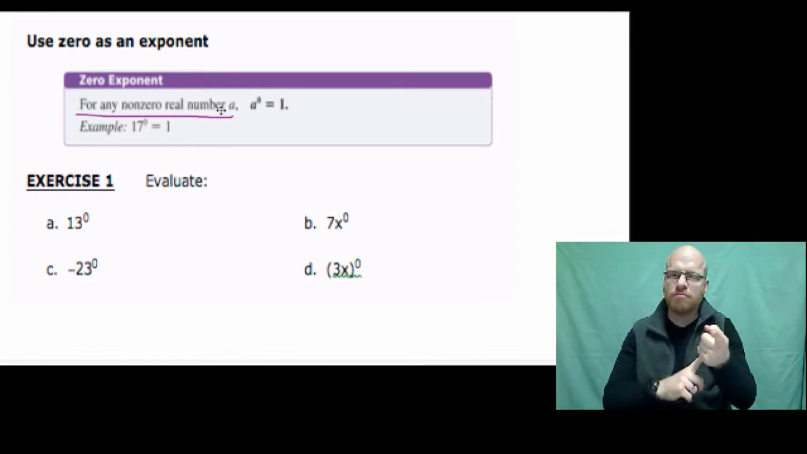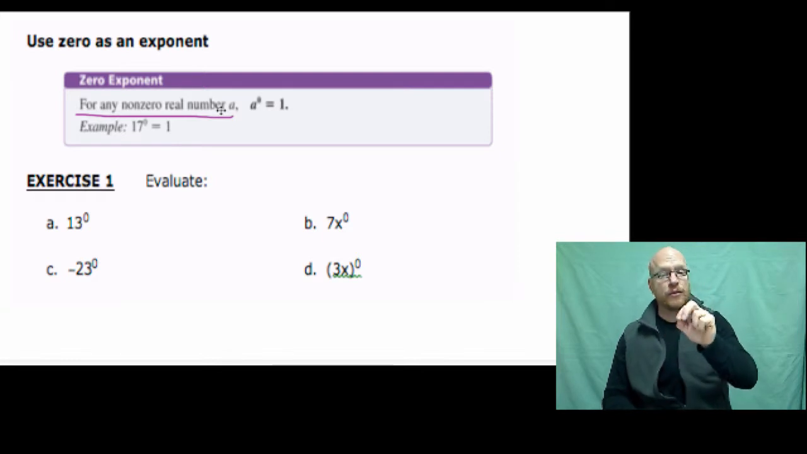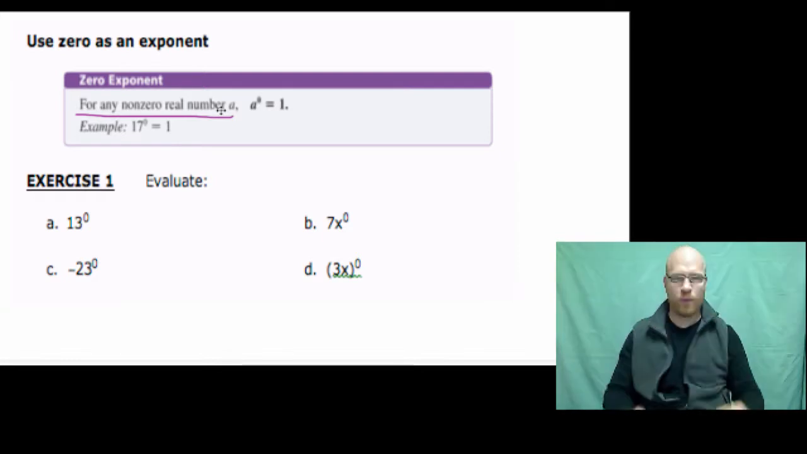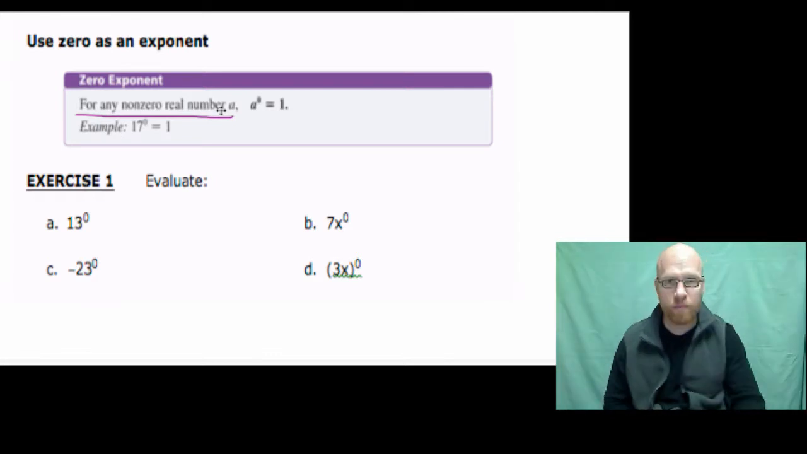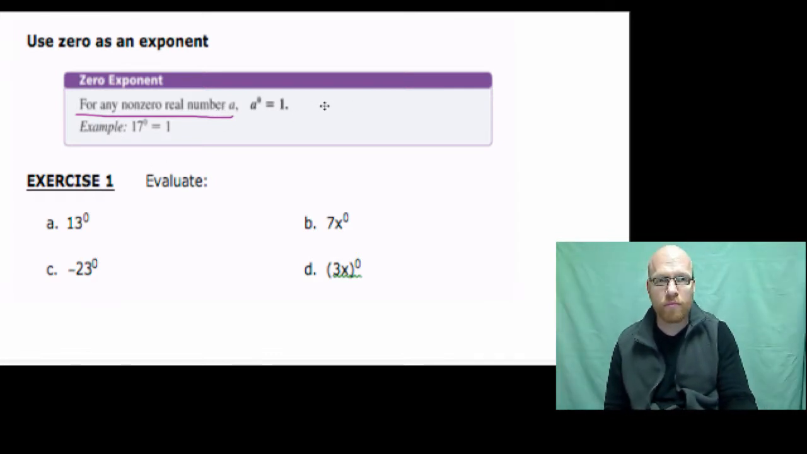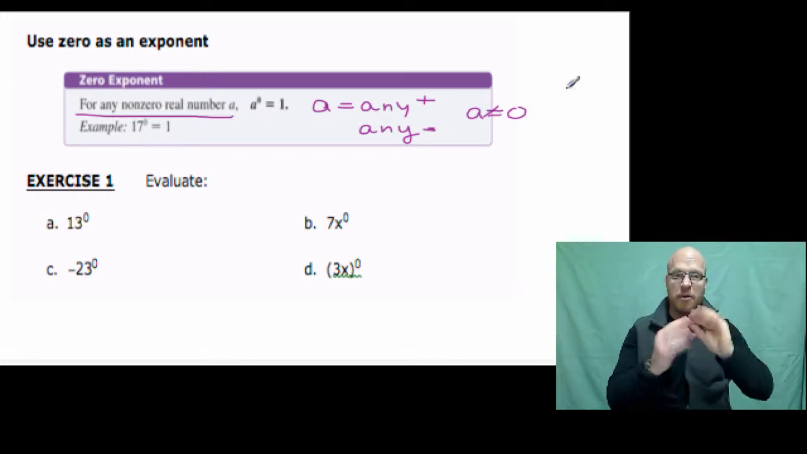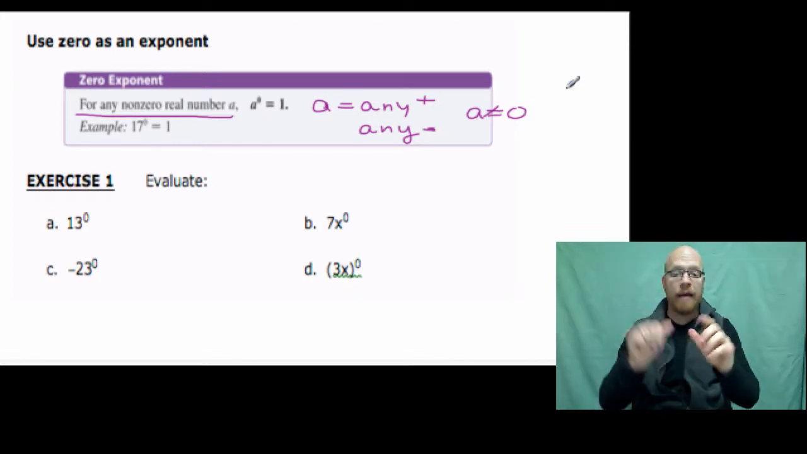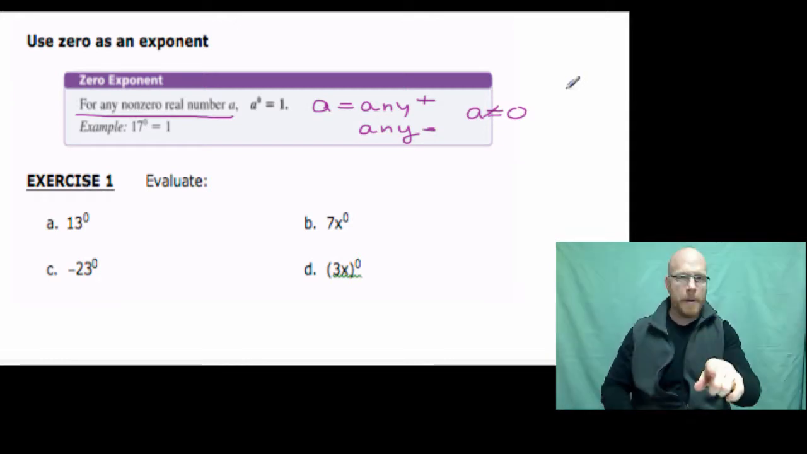Non-zero real number. What's that even mean? Means what it says, non-zero. Meaning, watch this. Any positive number, any negative number can be raised to zero power, but 0 cannot be raised to zero power. It's illegal. It's against the rules. The math cops will come get you.